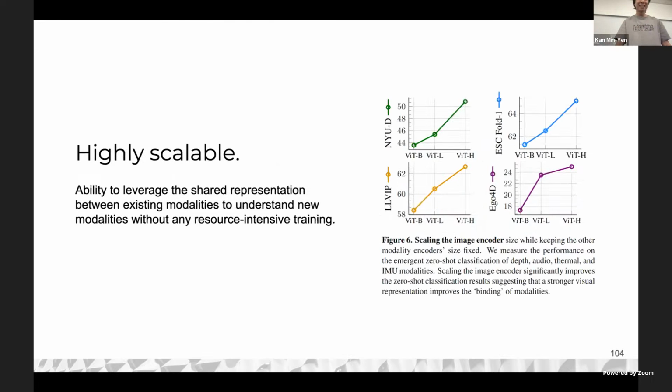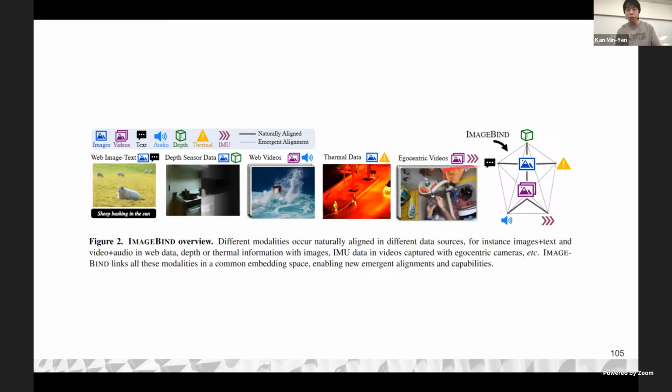So lastly, it's highly scalable. This is quite interesting. They have the ability to leverage the shared representation that already exists between modalities without retraining or any resource-intensive training. Ignore this figure for now, I'll come back to it later. Let me just show you this first.